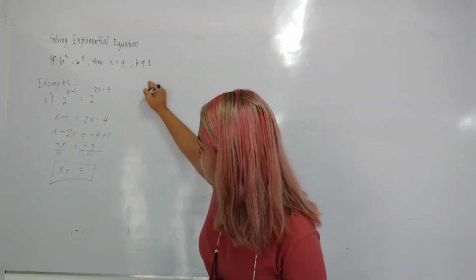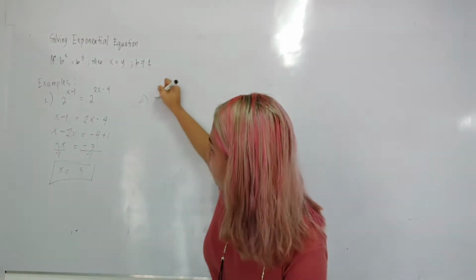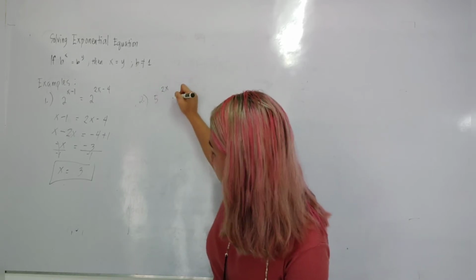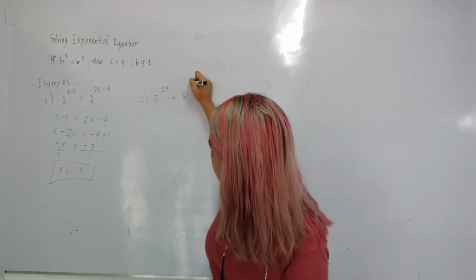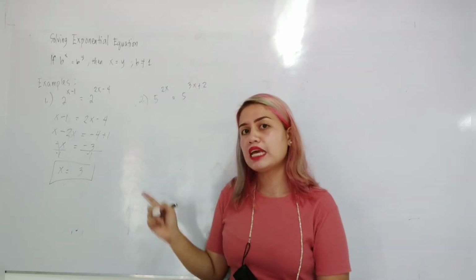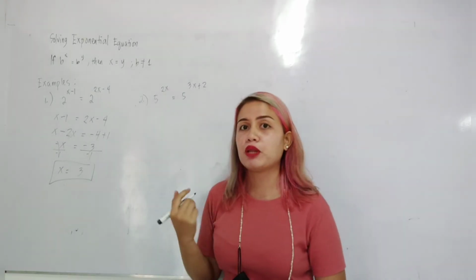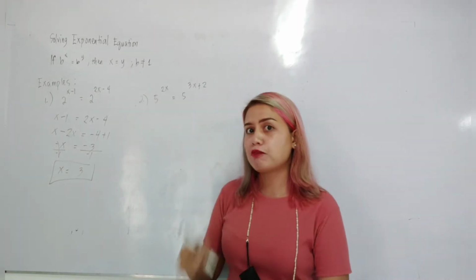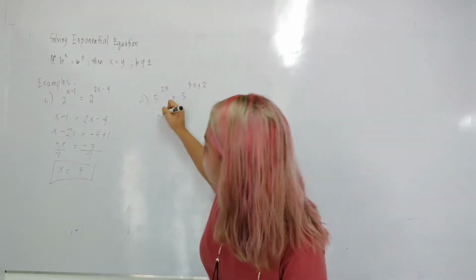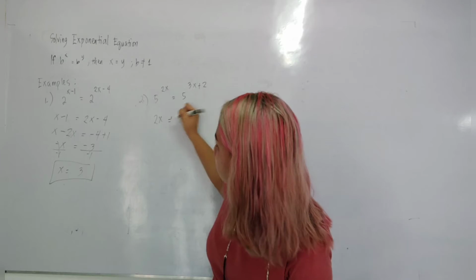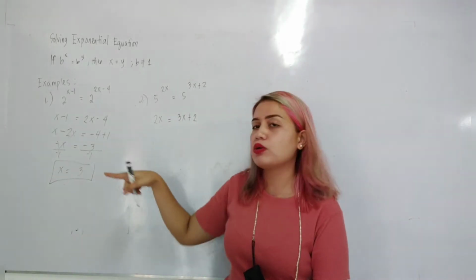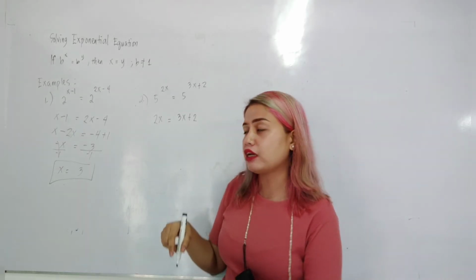Okay, let's have another example. Given 5 to the power of 2x is equal to 5 to the power of 3x plus 2. So what is the base in our given exponential equation? Yes, it's 5, and by using the one-to-one property, we can automatically omit the base and equate our exponents. The same process as we did in example number 1, we need to combine all like terms.